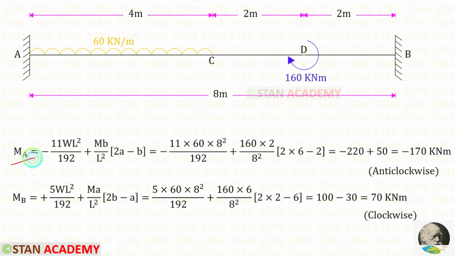To get MA, we have to add these two values. When we add, we will get a negative value. That means MA is acting in the anticlockwise direction. To get MB, we have to add these two values. We will get a positive value. That means MB is acting in the clockwise direction.